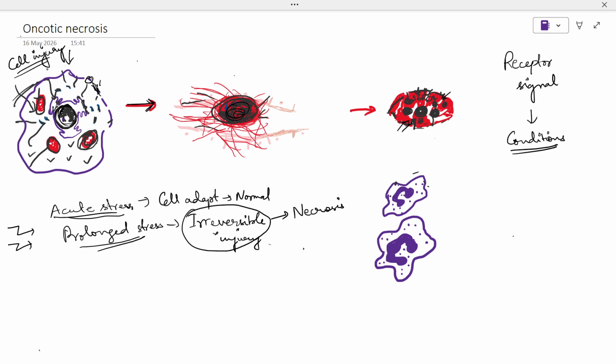As we recall from our previous posts on cellular injury, whenever there is acute stress, a cell, though it gets injured, has a capacity to adapt itself back to normalcy. But when the stress levels are prolonged, there is irreversible injury which leads to necrosis. Today we are going to study the mechanism of necrosis.